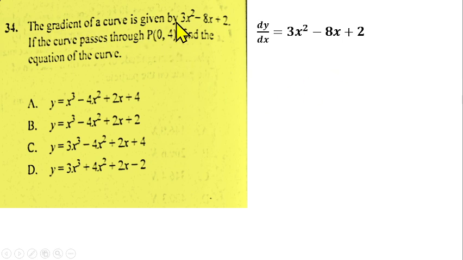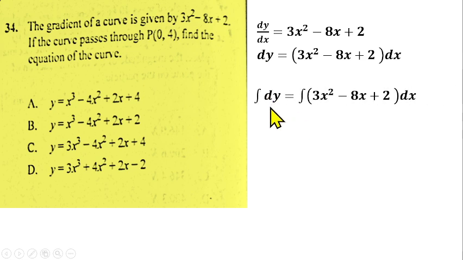The gradient of a curve is equal to this, so dy/dx is equal to this. Therefore we can cross multiply, so we'll have dy equals this multiplied by dx. You can now integrate both sides: the integral of dy equals the integral of this dx. If you integrate dy, you have y equals; if you integrate 3x squared, you have 3 multiplied by x cubed over 3, minus 8x squared over 2, plus, if you integrate 2, you have 2x, plus a constant c.